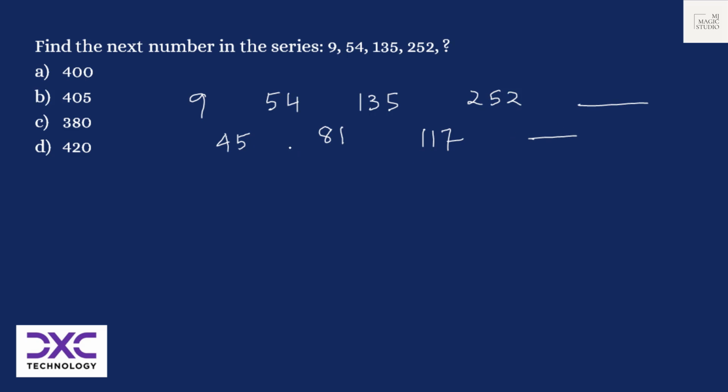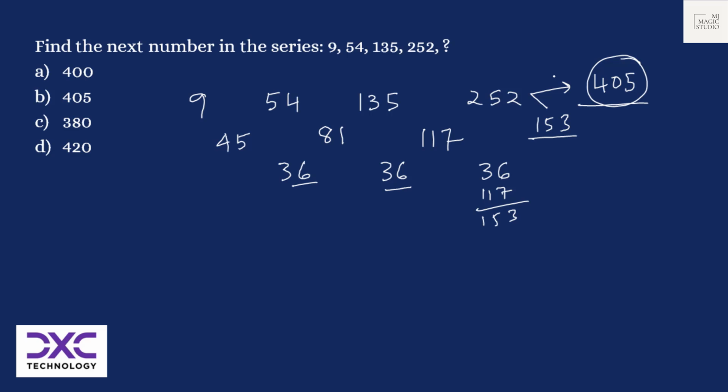So next, we don't know. So here, let us find the difference of these differences. 81 minus 45 is 36. 117 minus 81 is 36. Bingo. These differences are coming constant. So we can use this 36 here. 117 plus 36 is 153. And if we add 153 to 252, we will get 405. And yes, that we have in option B. The difference table helps when you can't identify a pattern with multiplication or something else. Go in for the difference table.